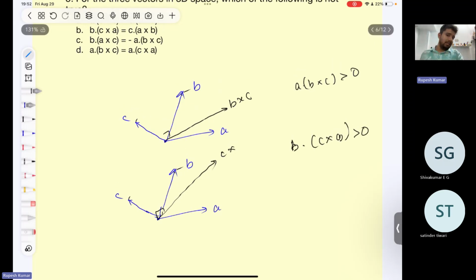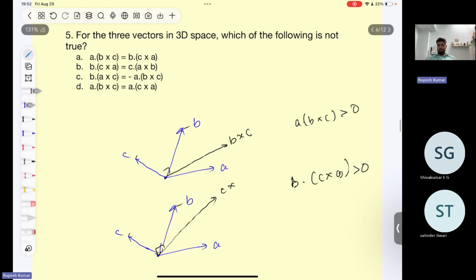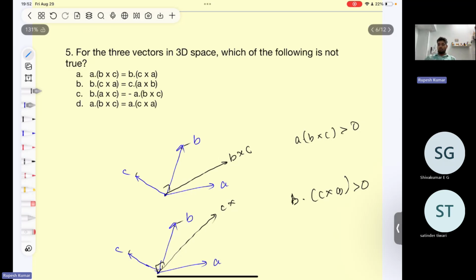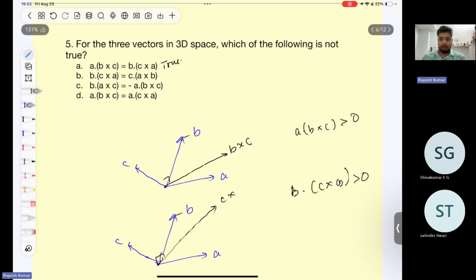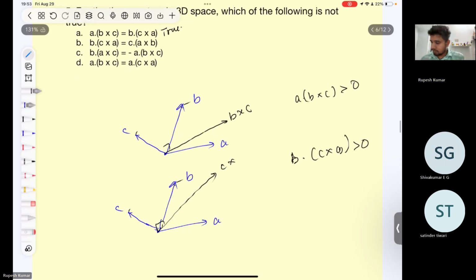At least by sign we can say these are the same, but by geometry you can always find out that this is the volume of the parallelepiped formed by these three vectors. So this equation is true. You can simply write down the three vectors a1 a2 a3, b1 b2 b3, c1 c2 c3, and write the left and right hand side. You will find that they are the same.